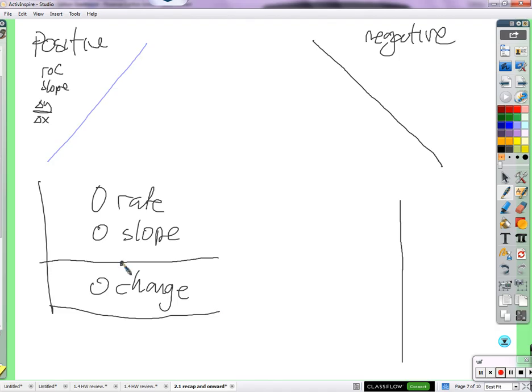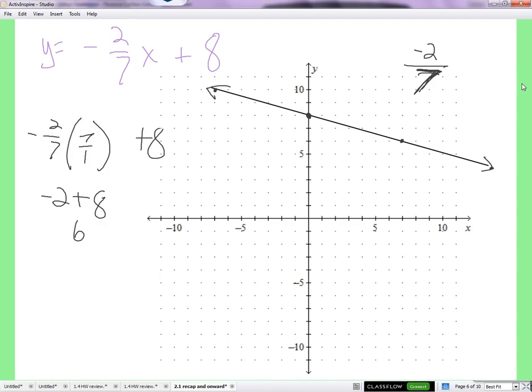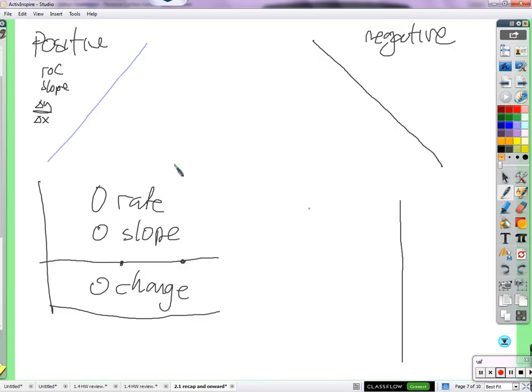Here, let's look at two points on the graph, right? On these graphs, I see a negative change. For every 7 that I move over, the horizontal change is 7. I go down 2, that tells me that the vertical change is negative 2. And I look at the change in y over the change in x. What's the change in y? Zero change in y. What's the change in x?